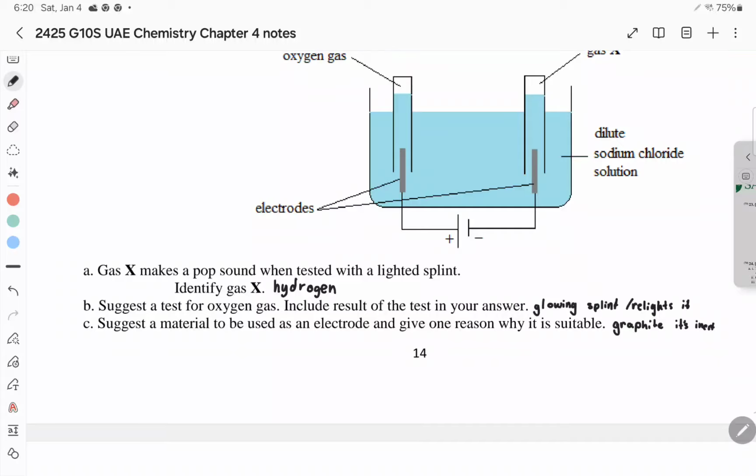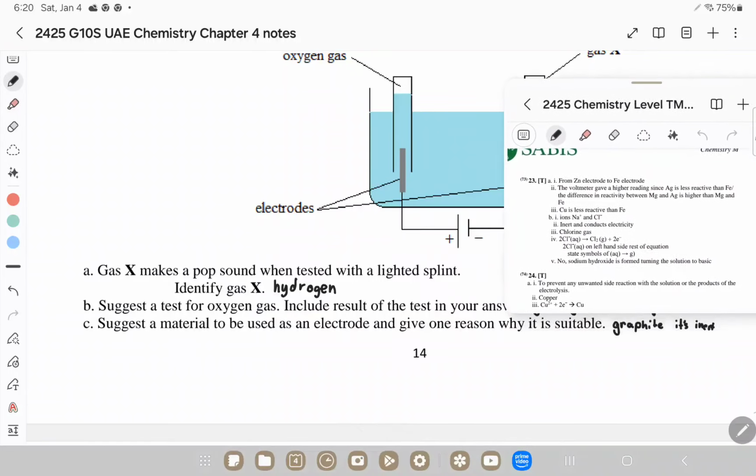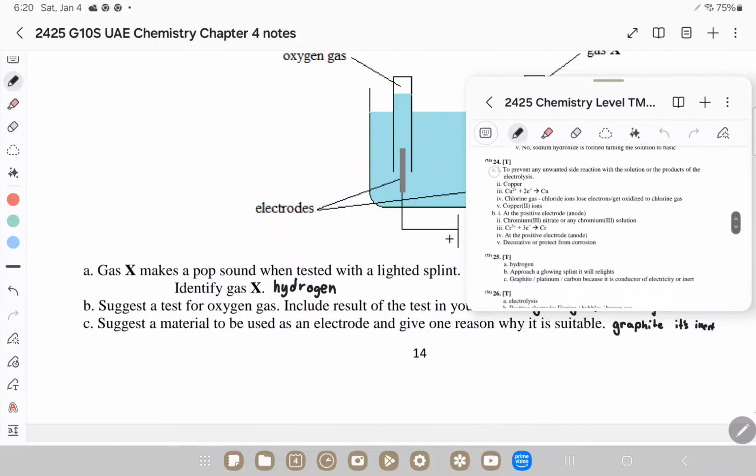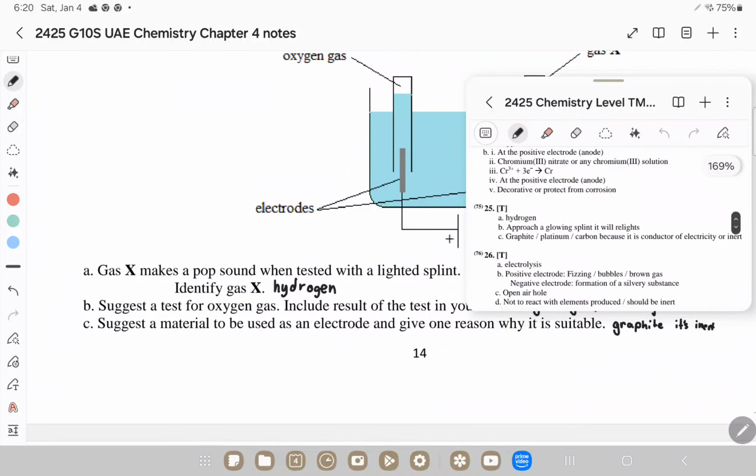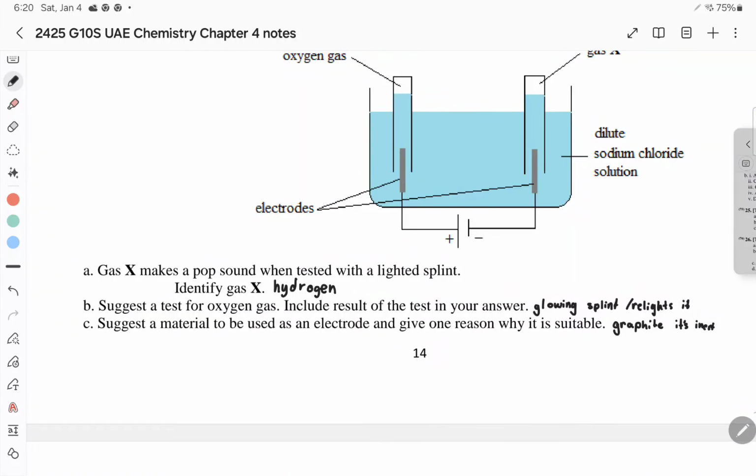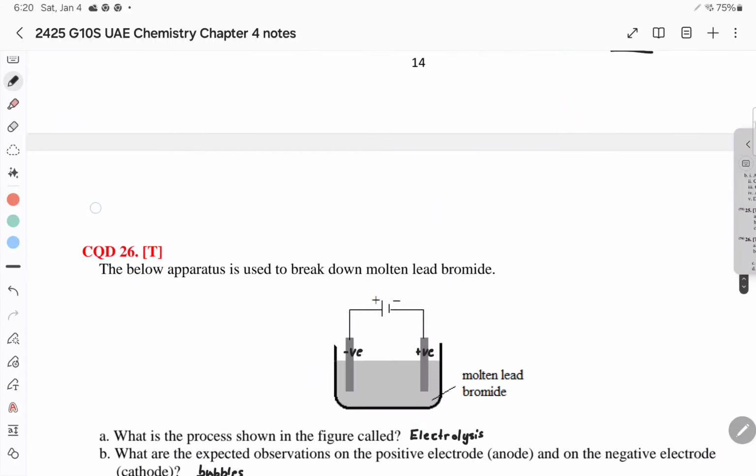For oxygen gas, we know that there's one test. When you put a glowing splint near the oxygen gas, it's going to relight. Let's see what they had in their answer here. Approach a glowing splint, yes, it will relight. Suggest a material to be used as an electrode and give one reason why it is suitable. We said graphite, because it's inert or because it's conductive.